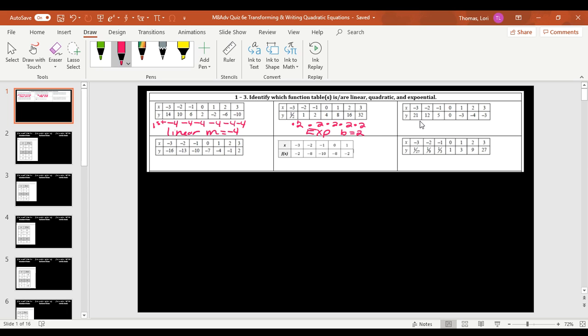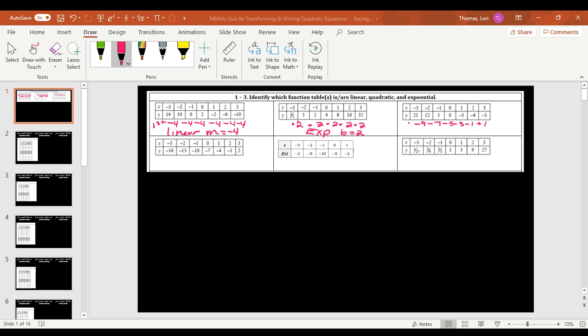The third one, I can see it's not being multiplied. So we are going to find a first difference. So here from 21 to 12, that is going down by 9. And 12 to 5 is going down by 7. And then we're going down 5, down 3, down 1, and then up 1. Okay, so we know it's not linear because it doesn't have a constant rate of change.